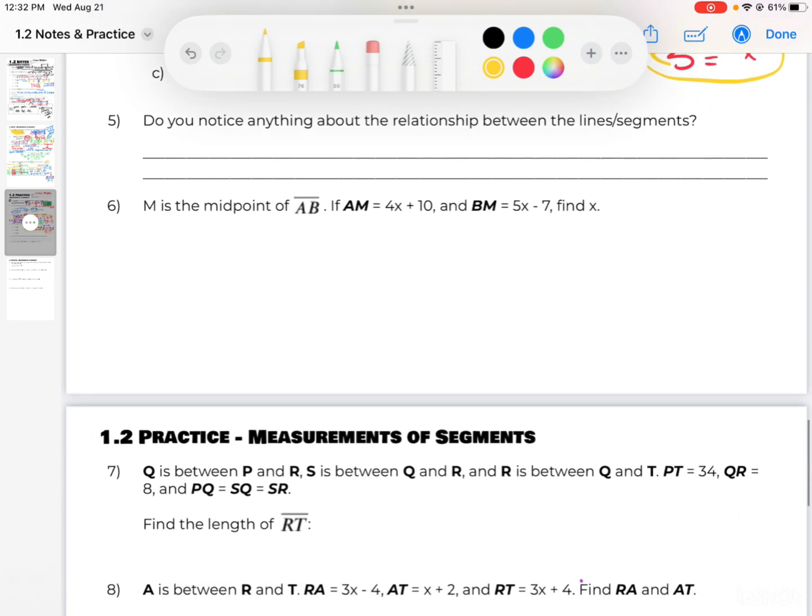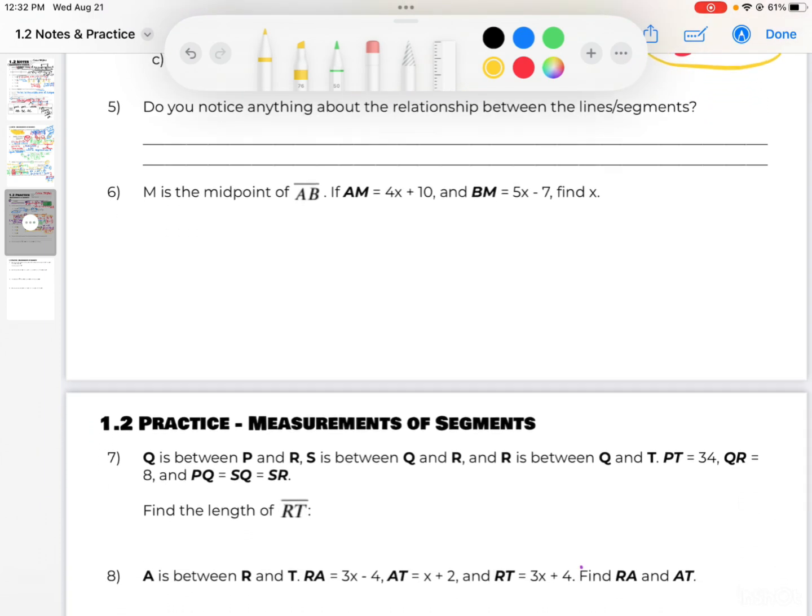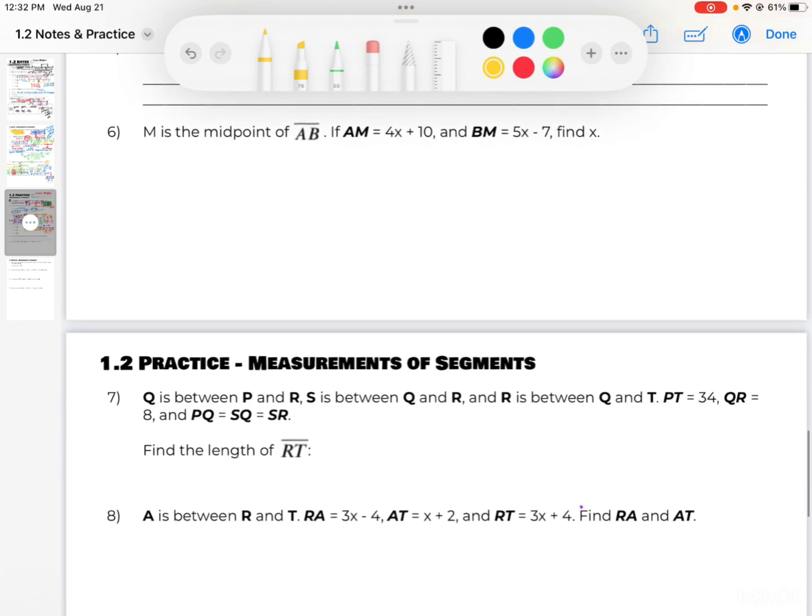You can answer number 5 after you have A, B, and C done on question 4 and see if you notice anything about the relationship between them. And a similar thing with 6. It says that M is the midpoint of AB. So the first thing I would start doing is drawing what it's saying, segment AB. How do I know that? Because of the symbol above the AB, and then M is the midpoint right in the middle.